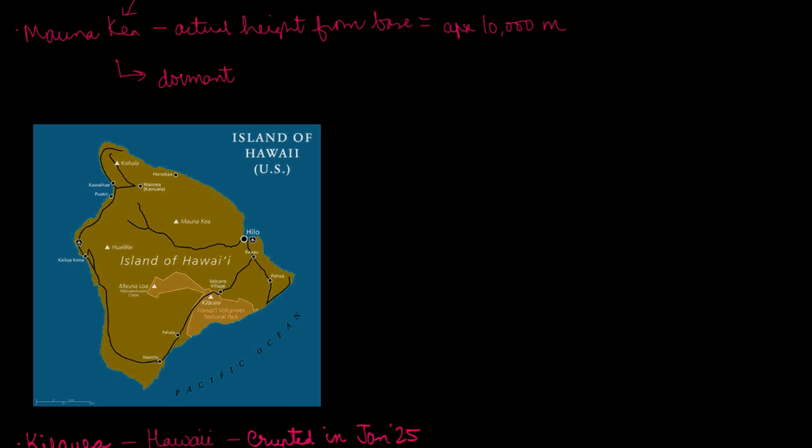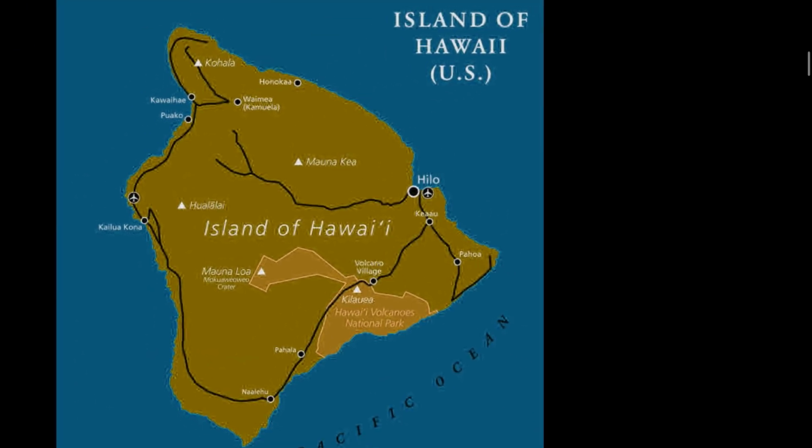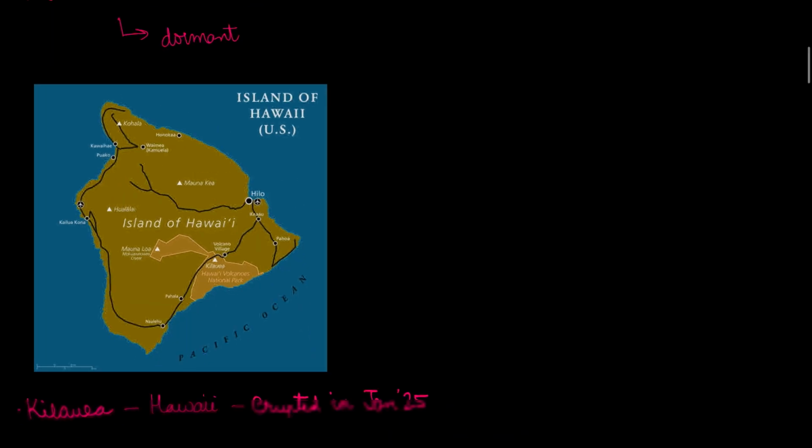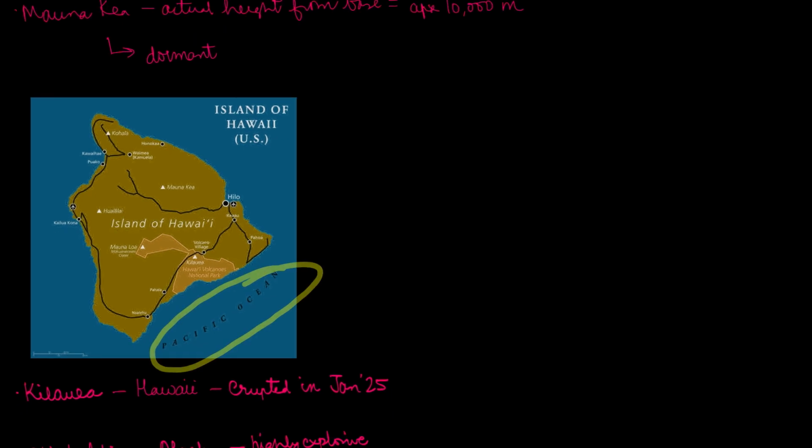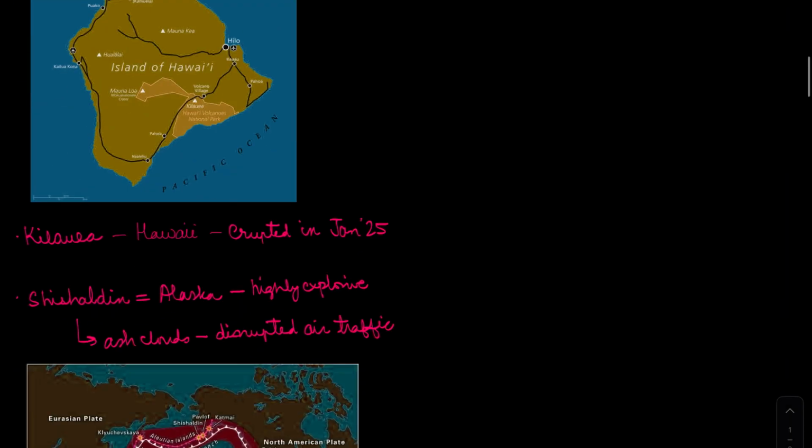So this is a representation of the island of Hawaii in the USA. We read about Mauna Loa, which is right here. Then Mauna Kea is here, and Kilauea is here. There's also a Hawaii Volcanoes National Park, so I'm definitely adding it to my bucket list. Gotta see what it has. Anyways, this is the Pacific Ocean, because Hawaii lies in the Pacific Ocean.